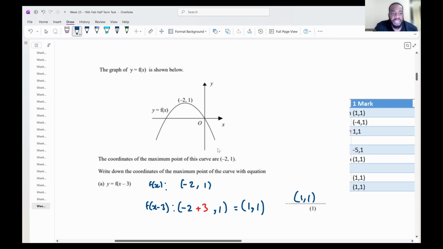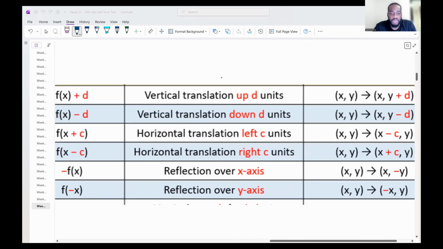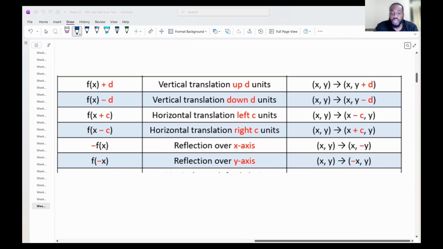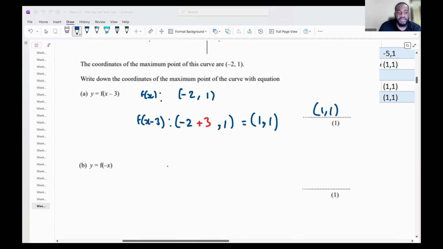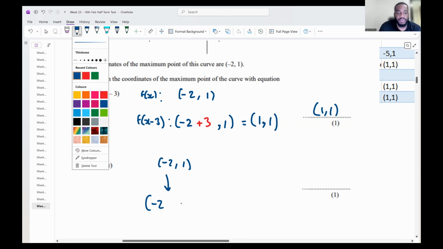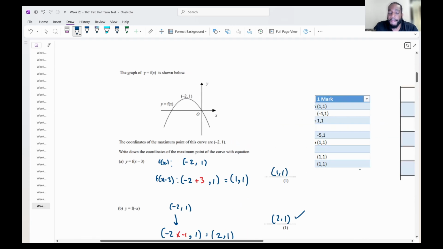The next one is f of minus x. Again, what does that do? Just look at your table. That's the last one. What happens to your x coordinate? You just multiply it by negative 1. So if it's minus 2, 1, then the new x is minus 2 times minus 1, and you keep the y coordinate the same, which was 1. So it's going to be a positive 2, 1. Make sense so far, guys? Happy with that?